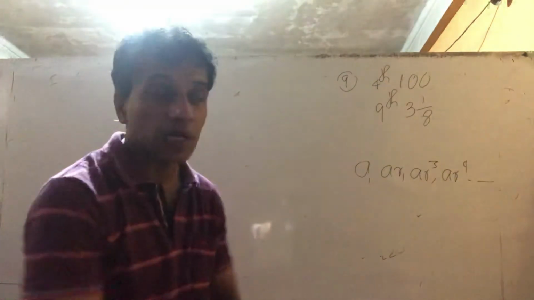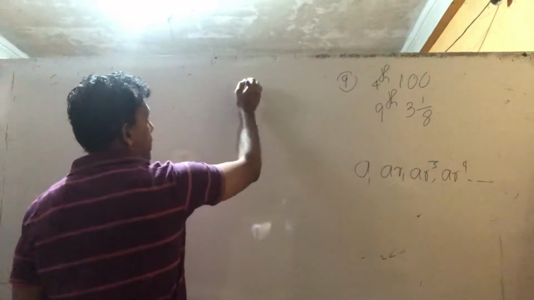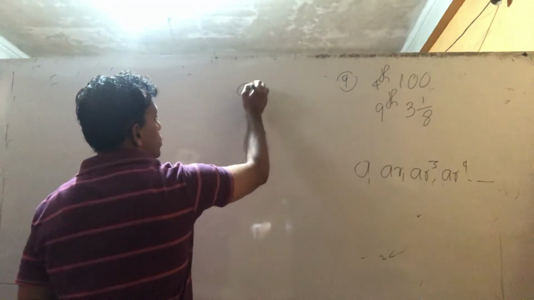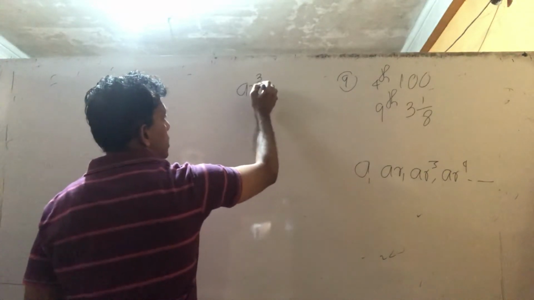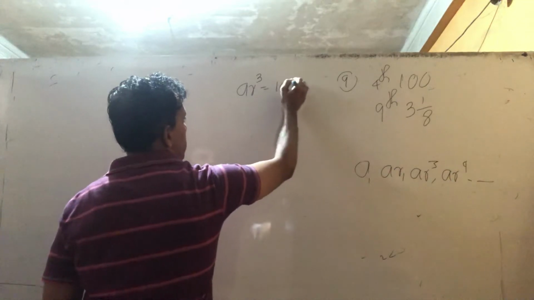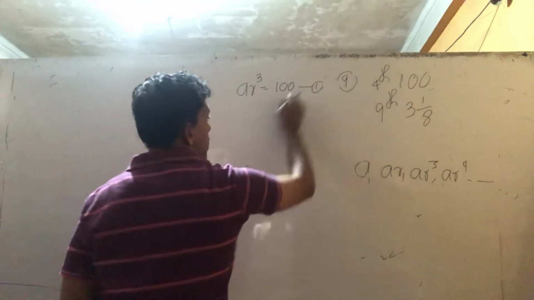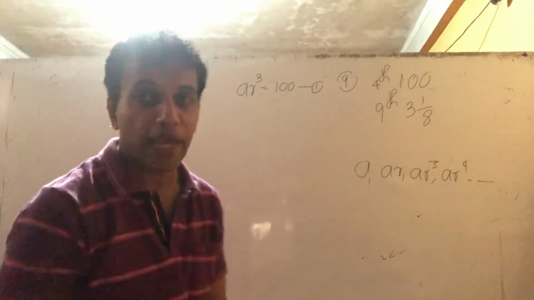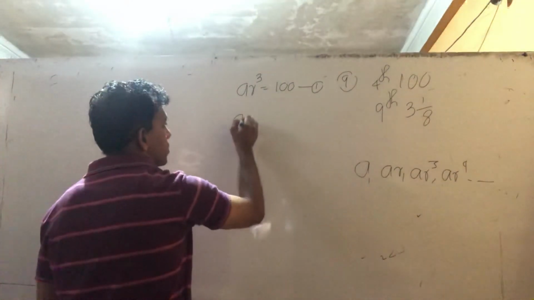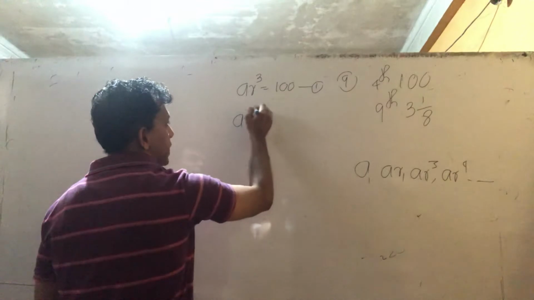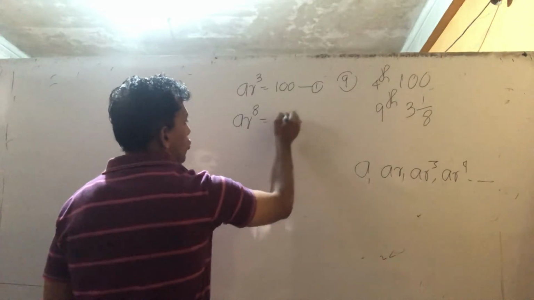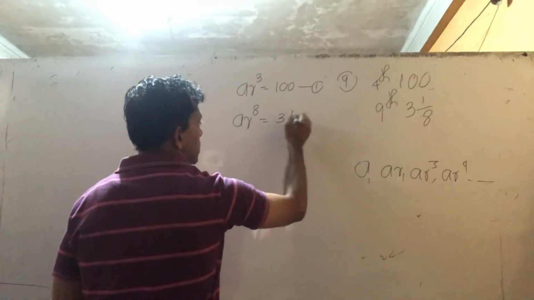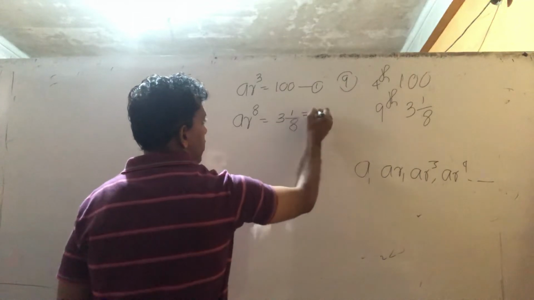What is the 4th term? How? a r to the power 3 equals 100, right? First equation. How about the 9th term of a GP? a r to the power 8. This is 3 1/8, or otherwise, 25 over 8.